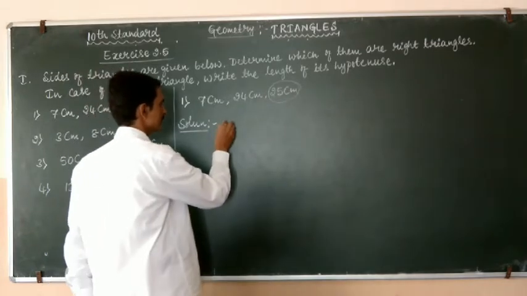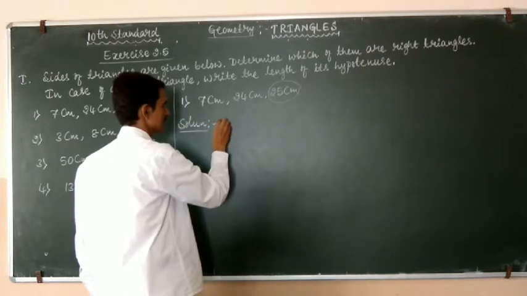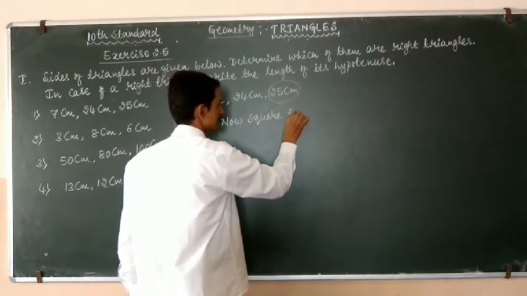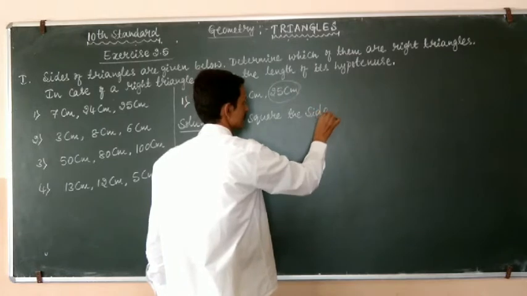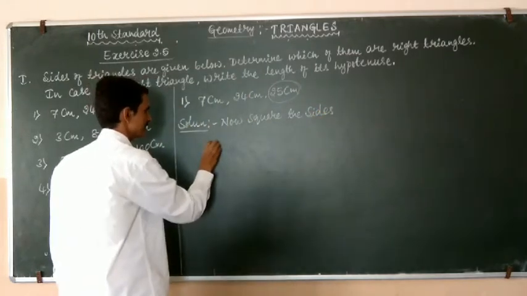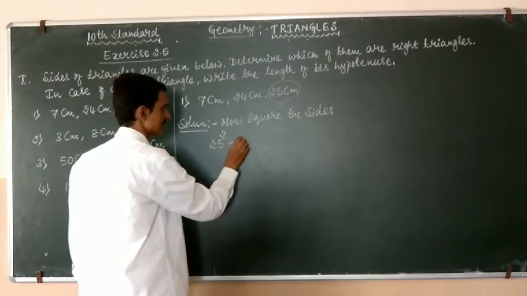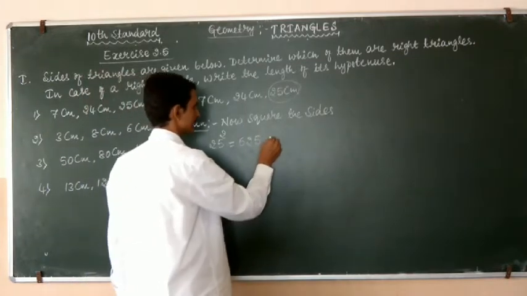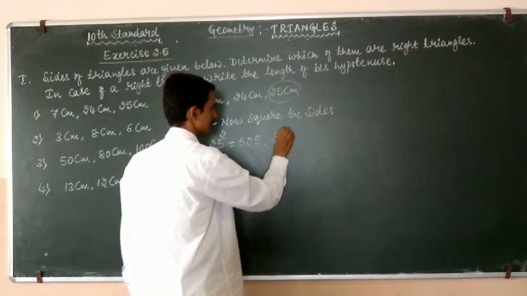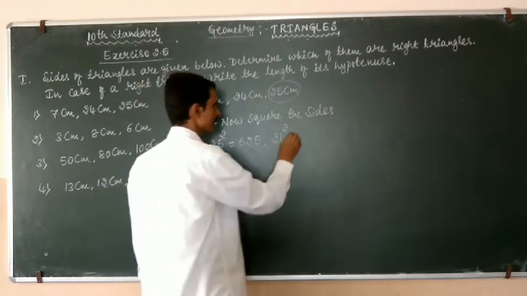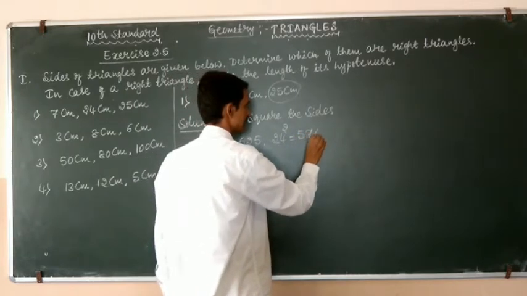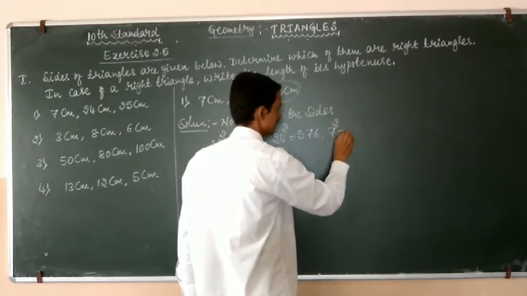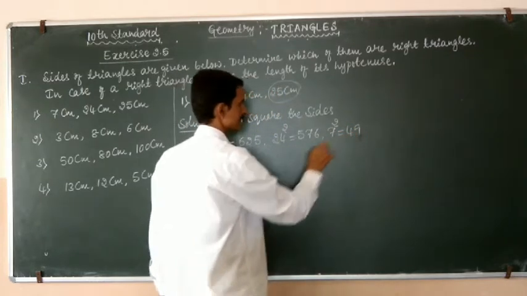So now if we square the sides, we will get 25 square is equal to 625. 24 square equals 576. Another one, 7 square is 49.